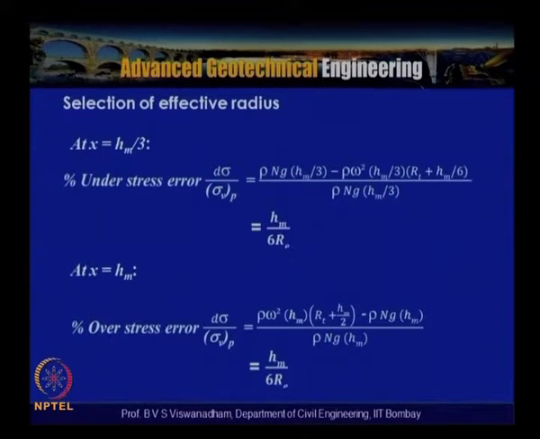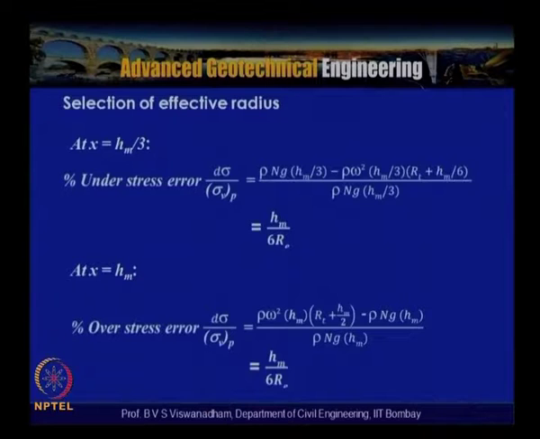So by writing the expression with x equal to Hm by 3, we can write rho omega square Hm by 3 into RT plus Hm by 6, minus rho ng into Hm by 3, divided by rho ng into Hm by 3. By simplifying this expression and substituting ng equal to Re omega square, we get Hm by 6 Re. So the percentage under stress error resulting is Hm by 6 Re.